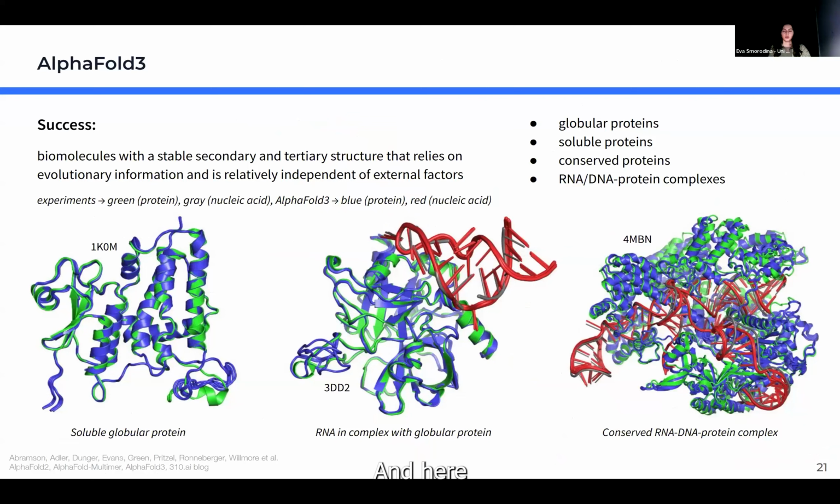Here, you can see successful examples of AlphaFold3 predictions. Overall, I would say that those structures that have stable secondary and tertiary structure, and those biomolecules that rely heavily on evolutionary information, are very good systems for AlphaFold. AlphaFold can predict them very well, as you can see here. Such systems include, for example, globular proteins, soluble proteins, conserved proteins, or some conserved RNA, DNA, and protein complexes.